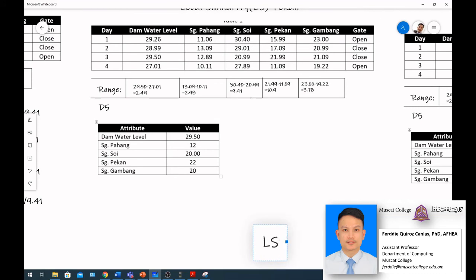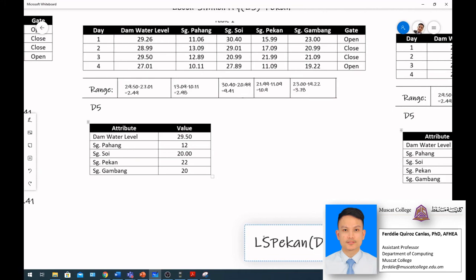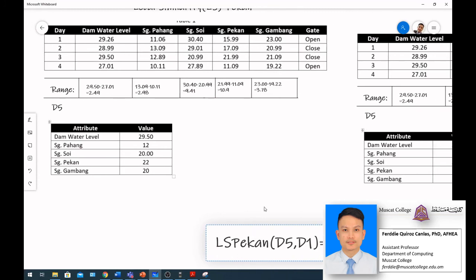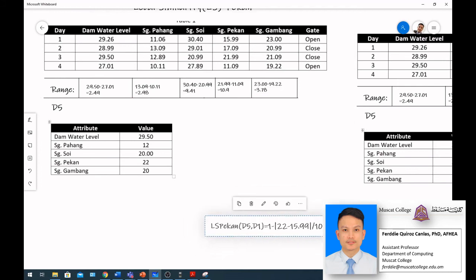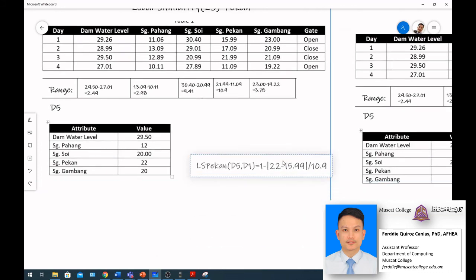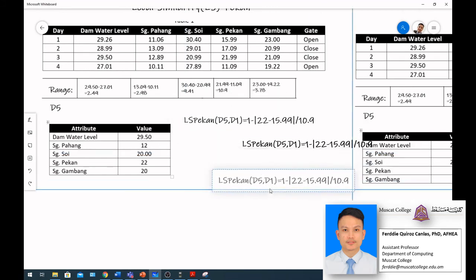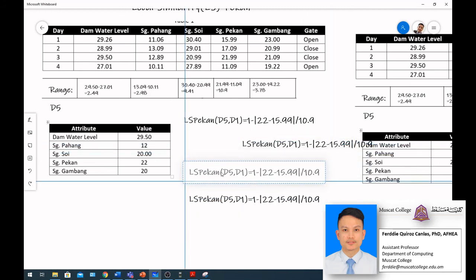This is LS of pecan. D5 versus D1 equals 1 minus the absolute value of, let me just write the values first here. This is pecan: 22 minus 15.99 divided by 10.9. Okay, I'll just copy this formula so that it will be fast later. Let me copy this, Control C, V. Okay, good.